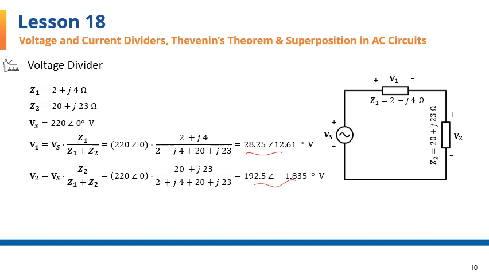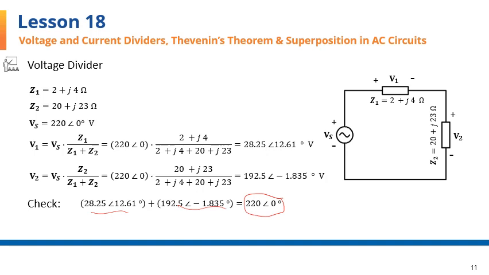To check on the results, I'll add V1 and V2, which should give me back the Vs, the 220 with 0 degrees, according to the KVL. Here are the two voltages, V1 and V2, added, and if you do the addition, you should get 220 with 0 volts.